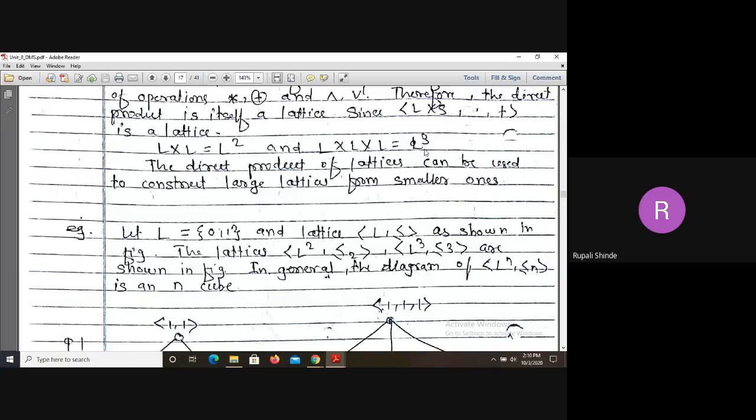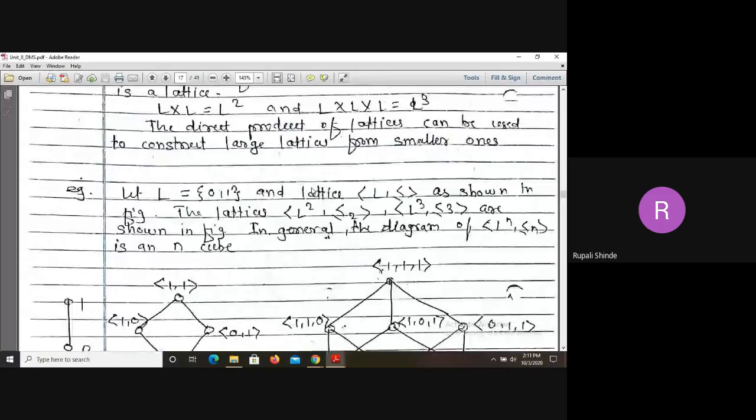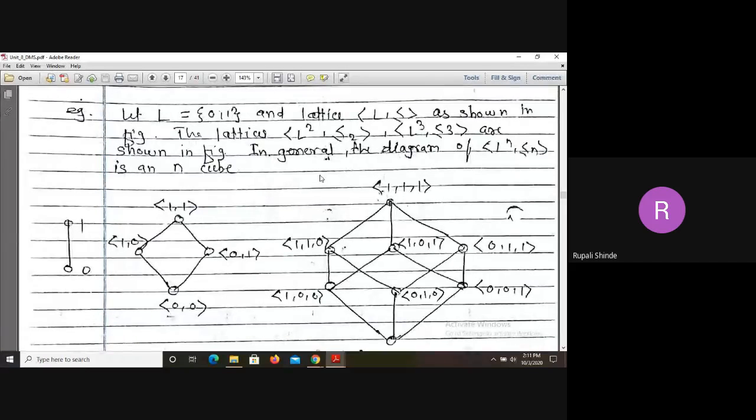So L3. म्हणजे काय L हा जर छोटा लॅटिस असेल आणि त्याच्यापासून तुम्हाला लार्ज सेटचे लॅटिस कन्स्ट्रक्ट करायचे असतील, at that time you can take direct product as L2, that is L square, L cube. Likewise L square means what? L direct product L. L3 means what? That is L raised to cube means what? L into L into L. So likewise we can form bigger lattices.